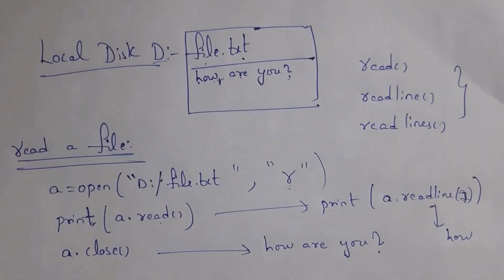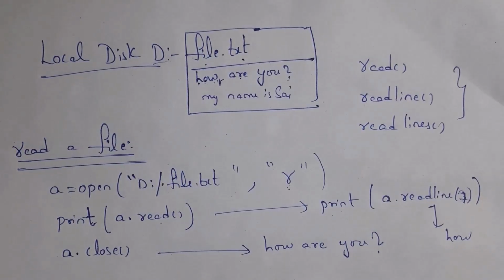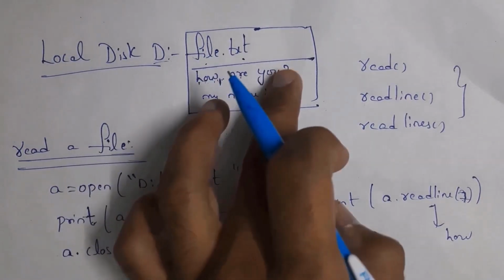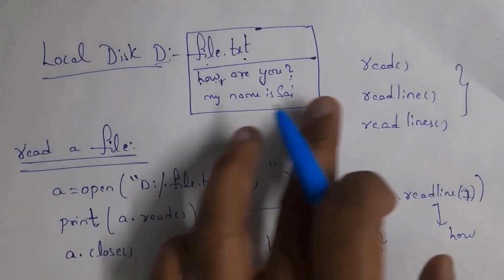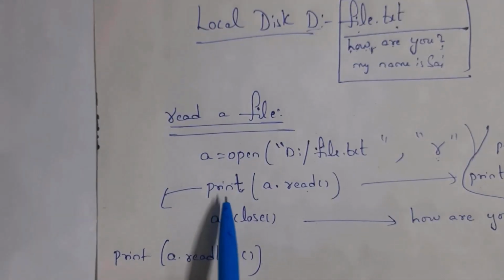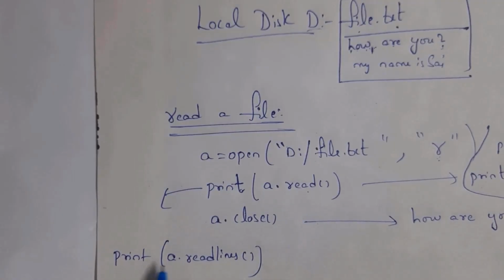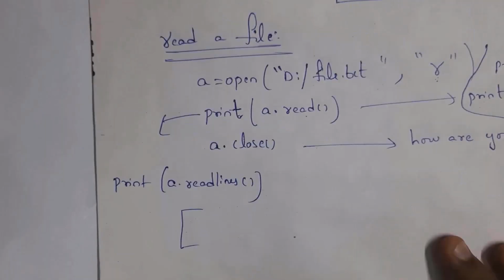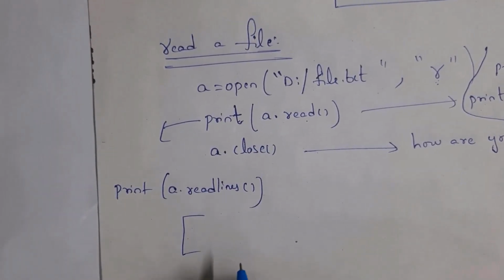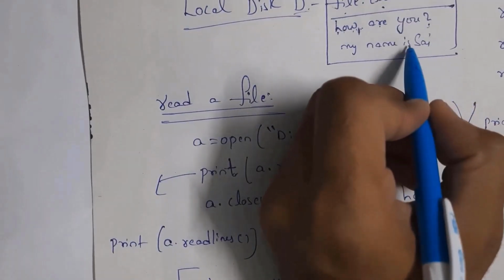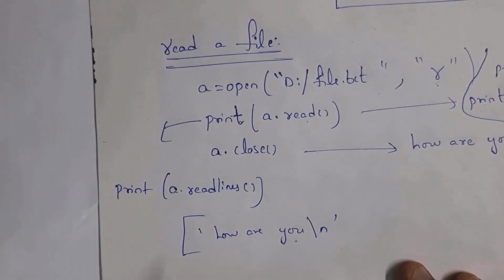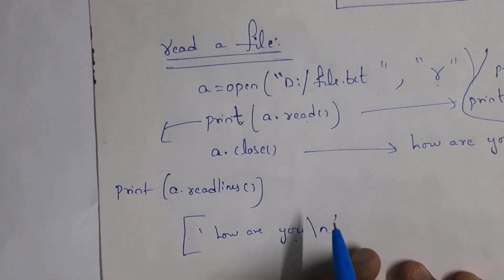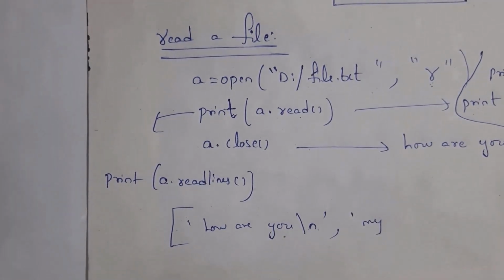Next I will explain what is use of readlines method. For example, my text file contains text, that is how are you, and in next line it contains my name is Sai. Just in place of writing print a.read, just write here print a.readlines, where readlines method will display output in the form of list, and my text file contains how are you and my name is Sai. So I will get output inside list, that is how are you, and in next line my name is Sai. So it will print output how are you \n, that is next line, comma my name is Sai in quotations.